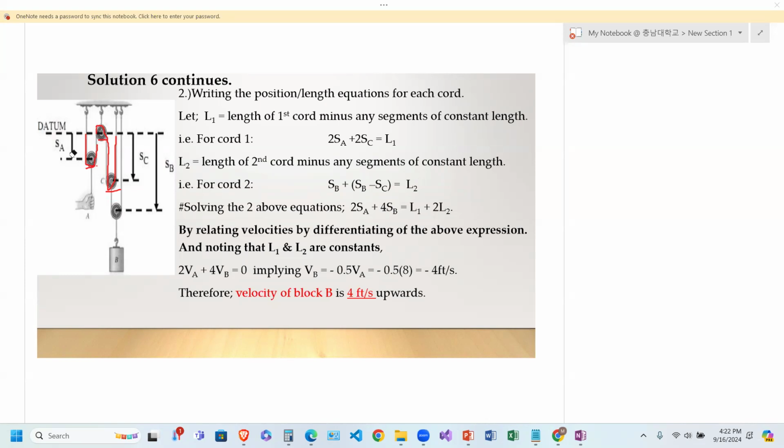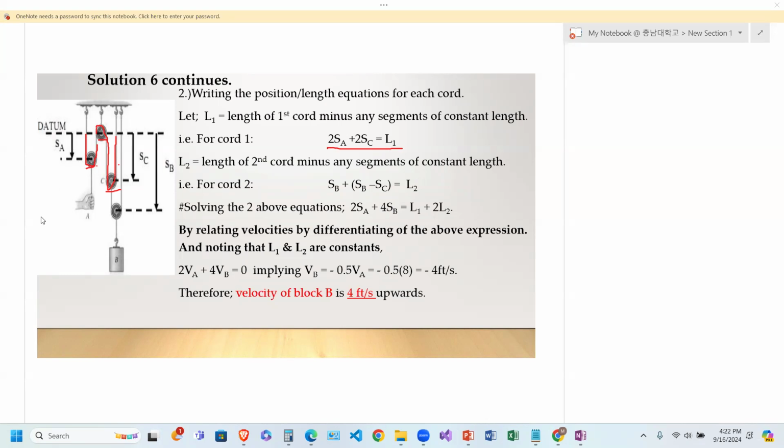So that means we are going to have SA, which is this distance, plus this distance, which is going to be twice, then plus this distance plus that distance. So it's going to be twice SA plus twice SC, which is going to give us our length 1. So our first chord shall have twice SA plus twice SC, which is equal to L1. Okay, so how about if we get the second length?